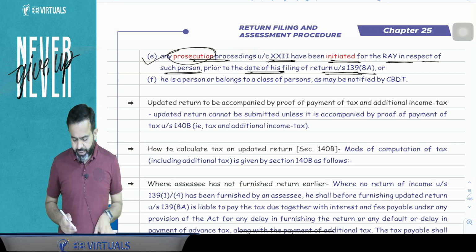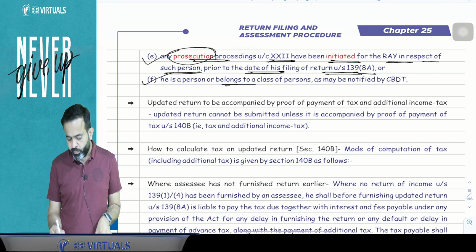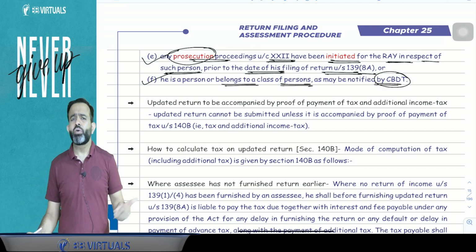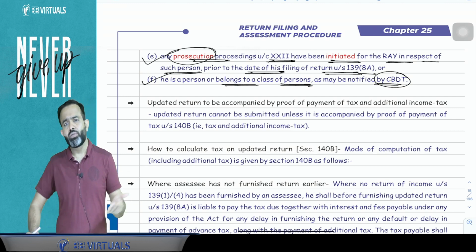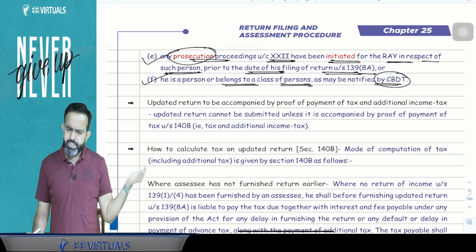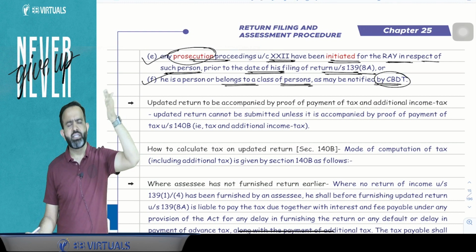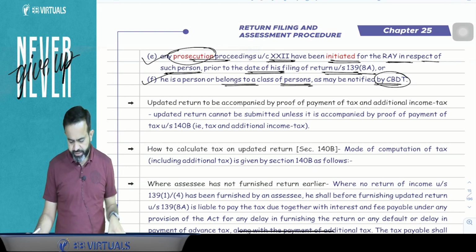And the last part, if he is a person or belongs to a class of persons as may be notified by the CBDT. CBDT may notify certain more persons, and in respect of those persons they cannot file the updated return. So here it is an open point, CBDT may issue the notification and notify certain more persons who cannot file the updated return.